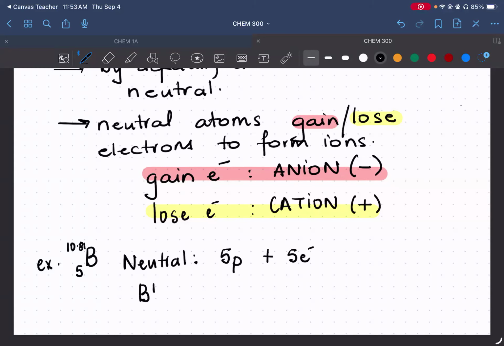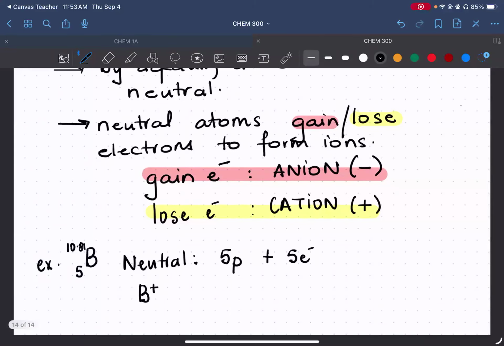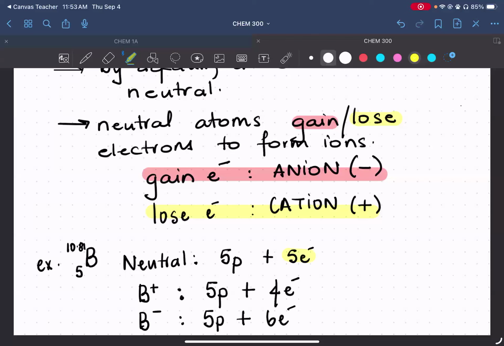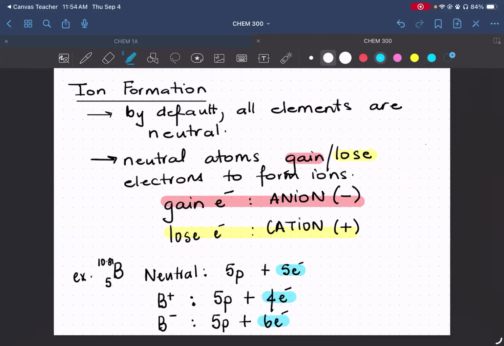If it were to lose an electron, meaning become B+, it would still have 5 protons, but instead it would have 4 electrons. Similarly, if it were to gain an electron, the number of protons remains the same, but the number of electrons changes. The key point I'm trying to make here is that only electrons can move. They're the first line of defense in a planetary system. They're the highest floor of a building. The number of protons remain the same because they will never move.